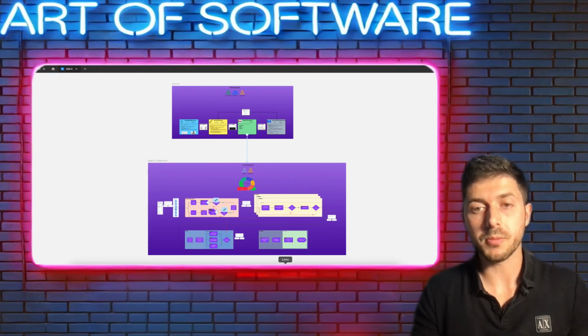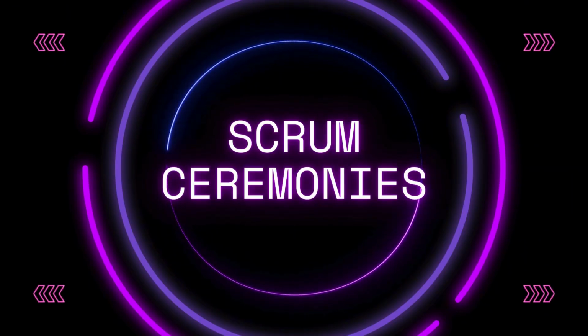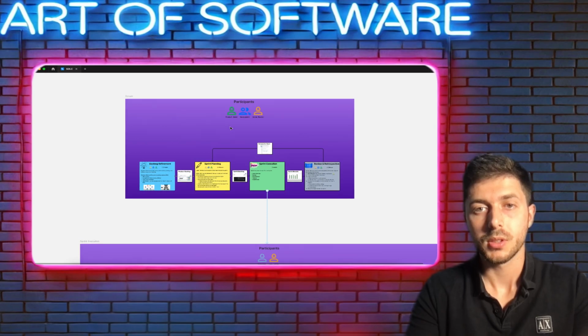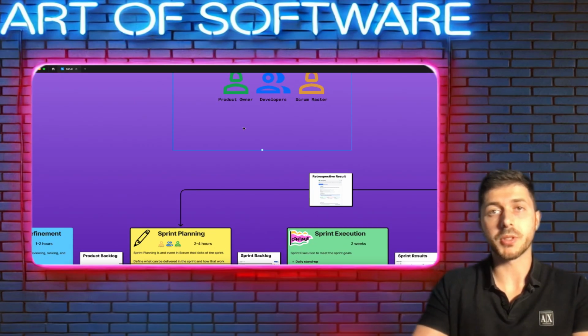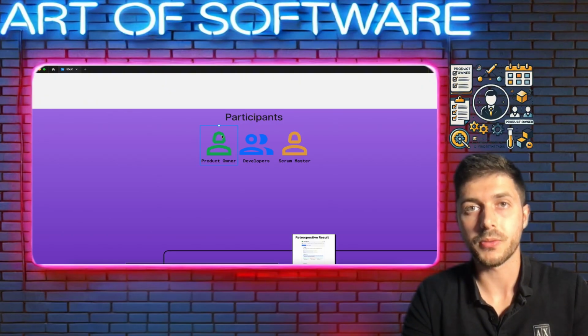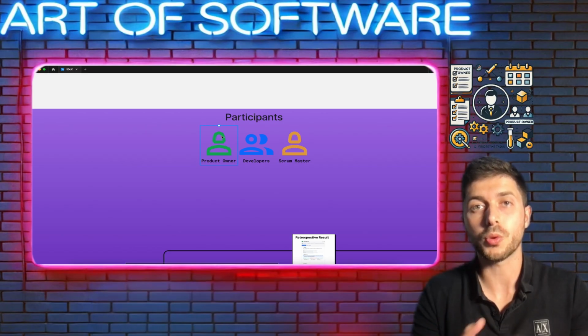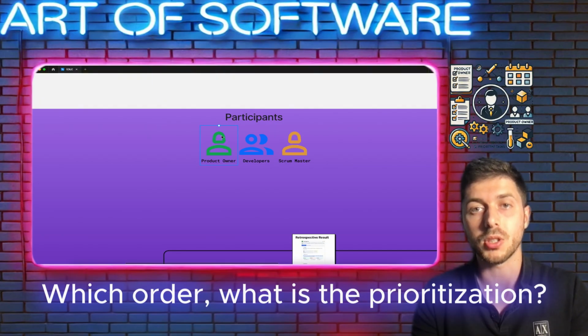Okay, so I'm using Figma to present the full development lifecycle, and let's start from Scrum ceremonies. I'll zoom in here. First of all, the participants. The product owner is the first one. The target of the product owner is to define what we're going to build and in which order. What is the prioritization?